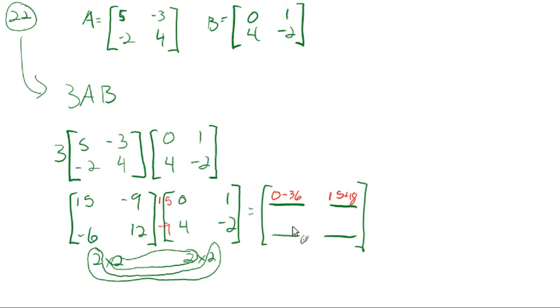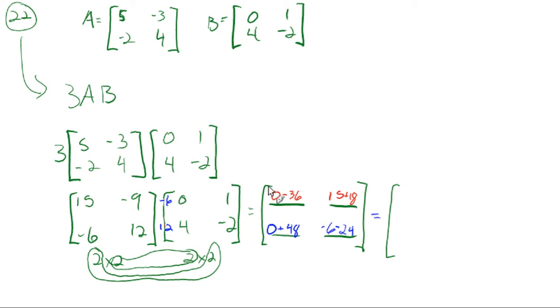Okay, now we move on to the second row of the answer matrix. If we want to find this guy here that's in the second row, first column, then we want to take the second row and rotate it. That's negative 6 and 12 when we rotate it to the right. And then multiply the second row times the first column, second row times the second column. So negative 6 times 0 is 0. 12 times 4 is 48. Negative 6 times 1 is negative 6. 12 times negative 2 is negative 24.